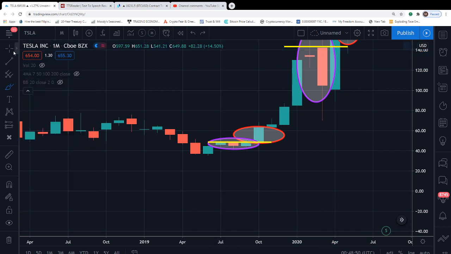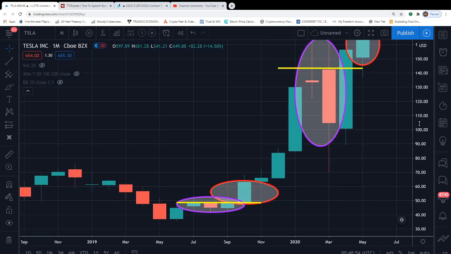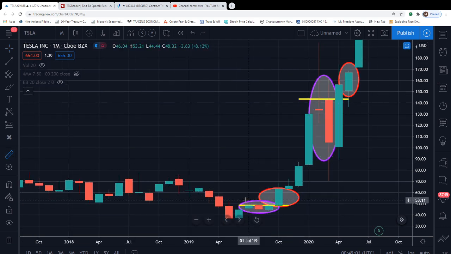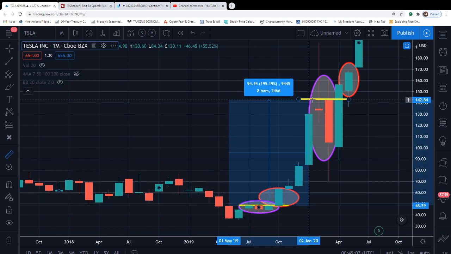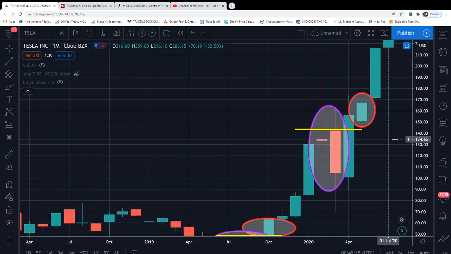But before we get into the second fractal here, let's measure how much the price went up from the yellow line to the yellow line here. Let's take our ruler and measure it from, what is it, like $48 all the way up to $143-ish. So it's a 196% move to the upside, okay? So let's go over to this second fractal.